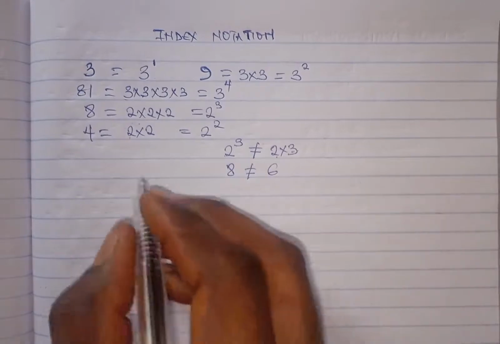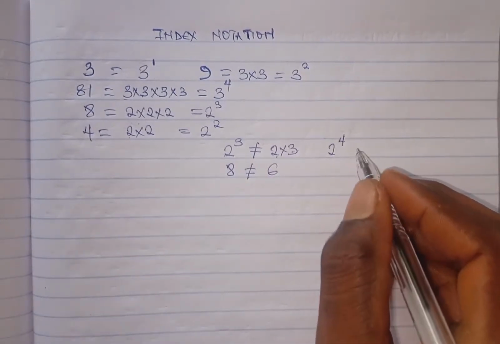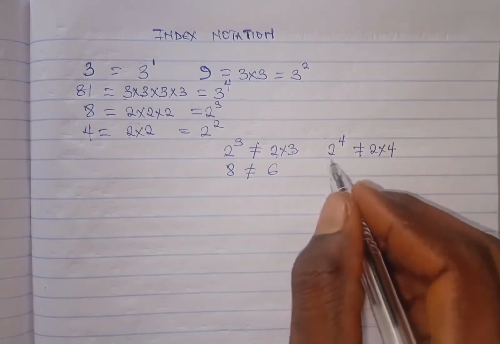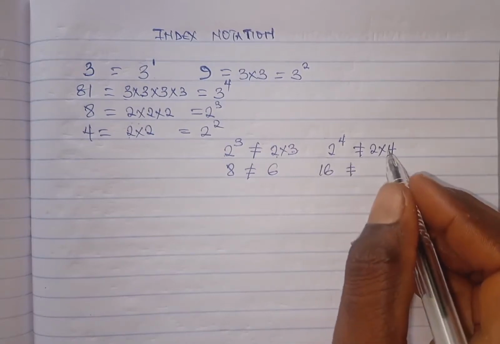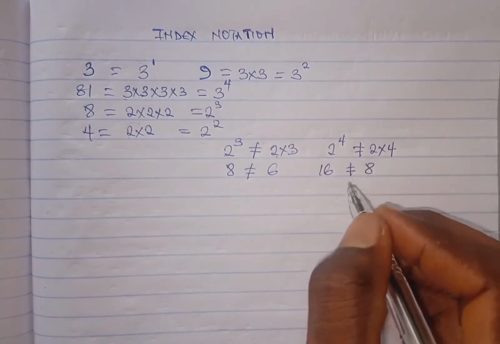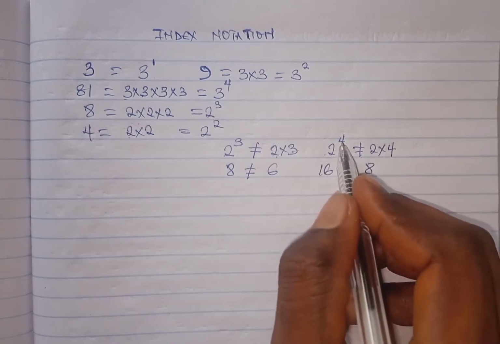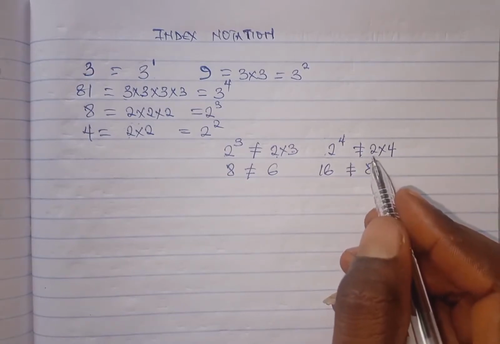For example, let's say 2 raised to the power of 4. 2 raised to the power of 4 is unequal to 2 times 4. They are not the same thing. 2 raised to the power of 4 is 16. And 2 times 4 is 8. Please, they are not the same thing. So please don't ever equate them to each other. 2 raised to the power of 4 simply means 2 times 2 times 2 times 2. And which is what? Which is 16.